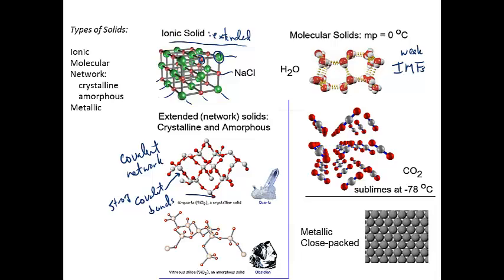The last kind of solid are metallic solids, which are often close packed structures, but not always. But the idea is basically you just have a bunch of metal atoms all packed together like a crate of oranges or a crate of tennis balls. Just essentially a bunch of spheres packed together as close as they can get.